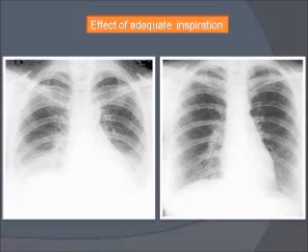So before commenting on abnormality, we should make sure the patient has taken adequate inspiration. The second X-ray is in proper inspiration. You can count that the diaphragm is projecting below the anterior end of the sixth rib. So this is the effect of inspiration in a chest X-ray.